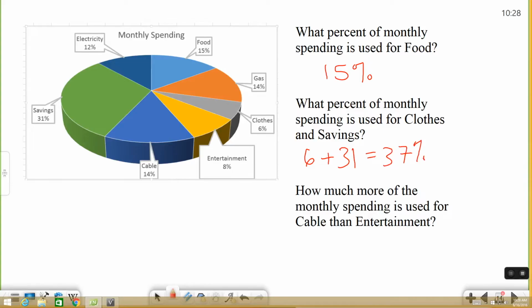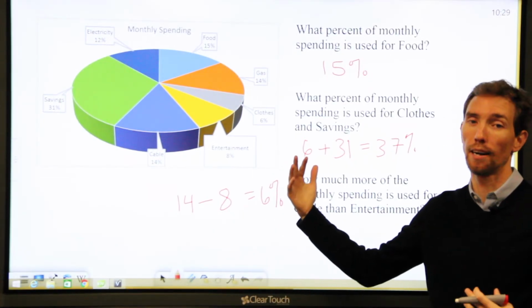Okay, still pretty straightforward, but let's get a little more in-depth. How much more of the monthly spending is used for cable than entertainment? Okay, so now you have to look at two different things, analyze them, and find a difference between the two. So you got cable versus entertainment. Cable is 14 minus your entertainment, which is 8. Well, 14 minus 8 is going to get you 6%. So that one requires you to analyze a little more and compare two or more things. These are the types of questions you may see on a pie chart.